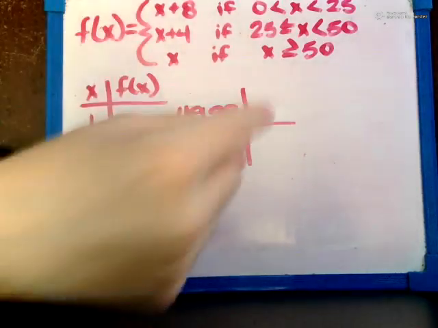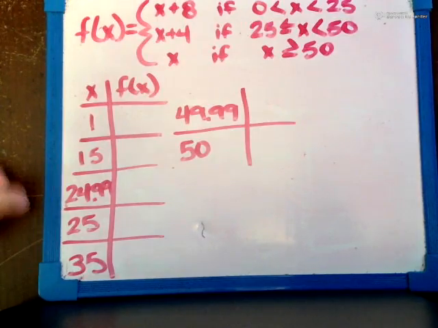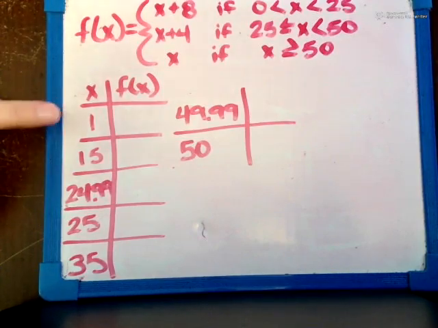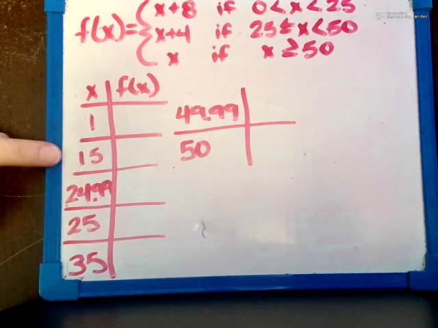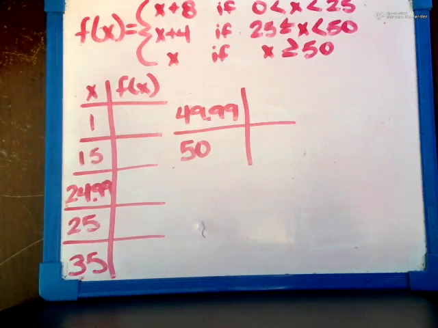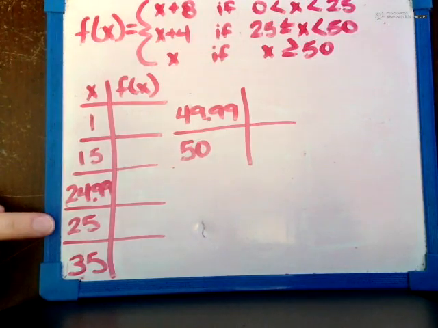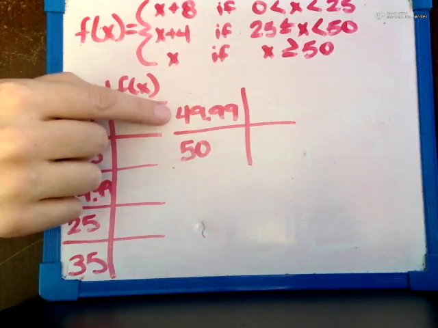Okay, so here's our formulas and our domains, and here's our x values. So the first range is x is greater than 0 and less than 25. So greater than 0 means we're going to start at 1. Less than 25 means our top value will be 24.99, and I just picked 15 for the middle value. This one says x is greater than or equal to 25 and less than 50. So our bottom number is 25. Our top number is going to be less than 50, so 49.99.